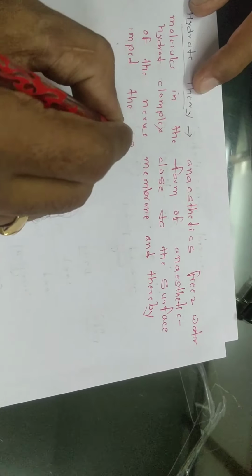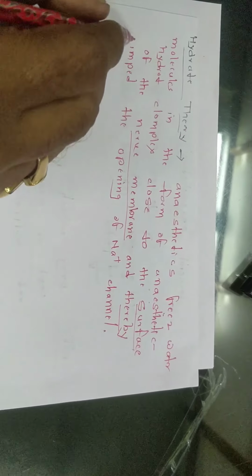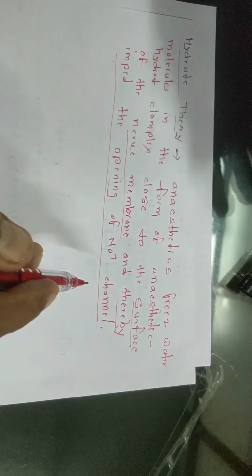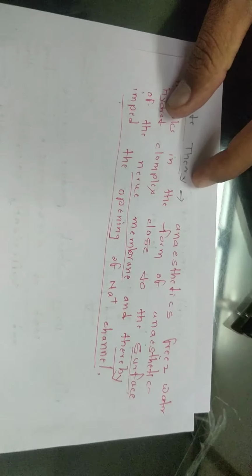According to the hydrate theory, the anesthetic frees water molecules in the form of an anesthetic hydrate complex close to the surface of the nerve, and thereby impedes the opening of that channel, and they produce the effect. Now the next theory, the protein theory.